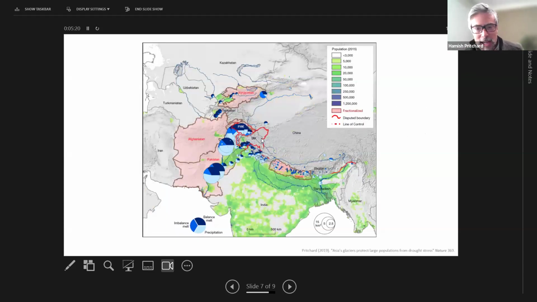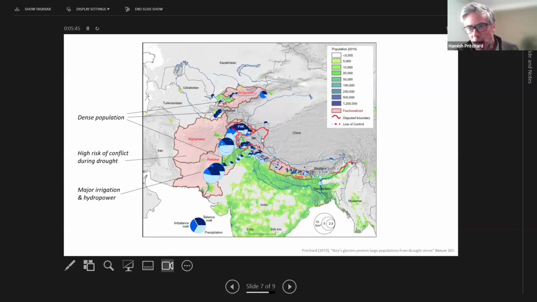If we collapse those back down to their true geographic locations, we can see that they cluster in particular around the Indus tributaries and some of those Central Asian rivers up to the northwest. And those are areas where there are very dense populations. They're major centers for irrigation and hydropower. The Indus Basin has the world's largest system of irrigated agriculture. And in pink, what was highlighted in this map are areas that have been identified as at particular risk of conflict during natural stresses like droughts.